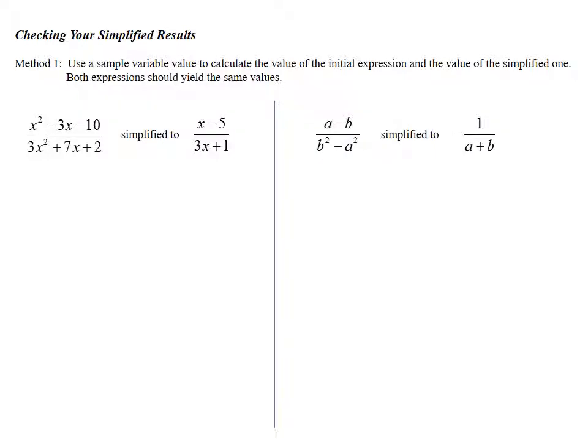We always want to be able to check our work, and there are two common ways that we can check our work when we're simplifying rational expressions. One involves technology, one doesn't. You can do it by hand. We're going to start with the one that doesn't use technology.